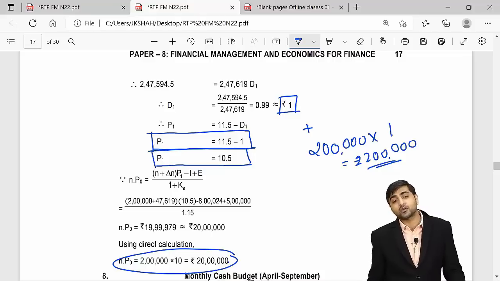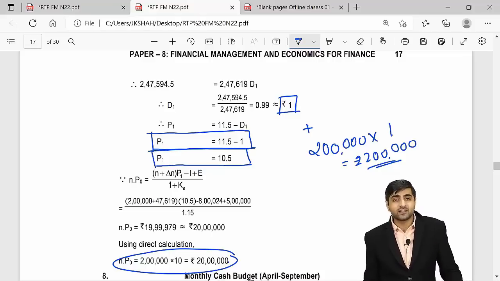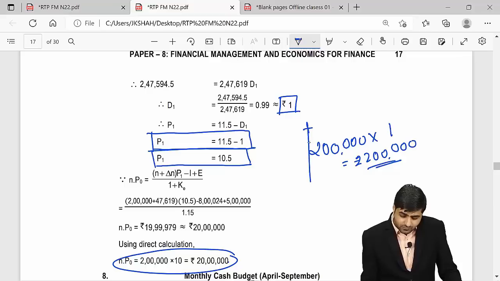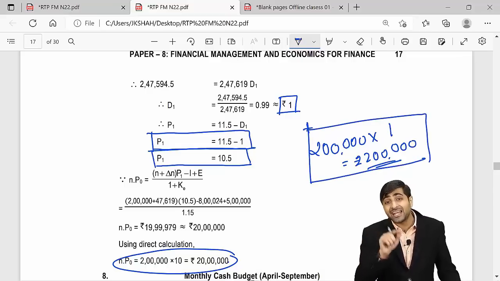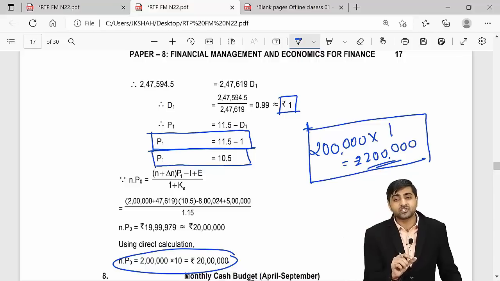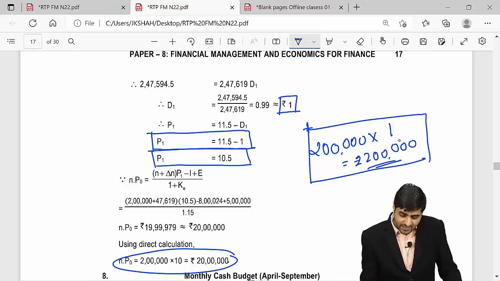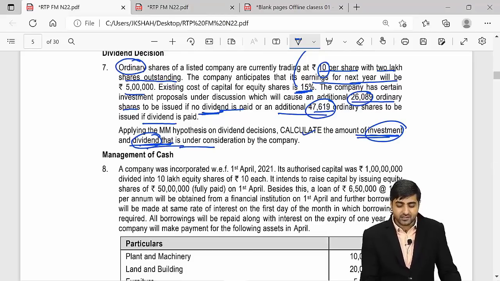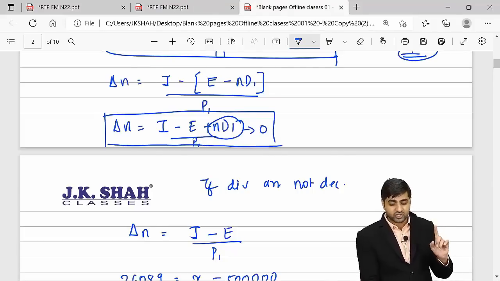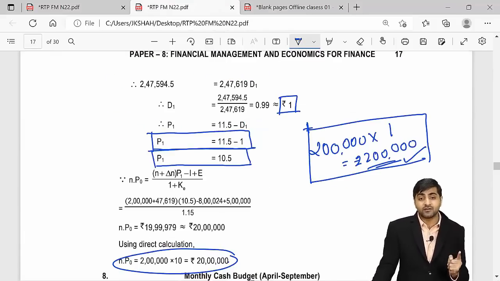So if you want to calculate what will be the total dividends, always remember that the dividend which will be coming will only be ND1, number of equity shares multiplied by your D1. Your number of equity shares is 2 lakh shares only, you multiply that by your D1, and you will get rupees 2 lakhs. So when they have asked in the second part what should be your dividend under consideration, we know that the dividend per share is rupee 1 and the total dividend will be 2 lakh rupees.